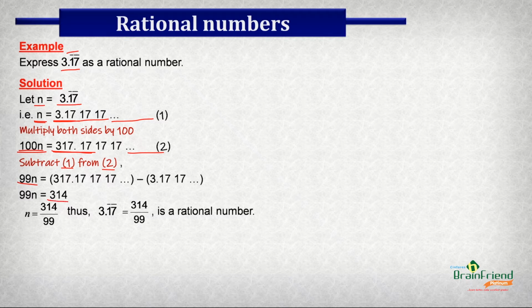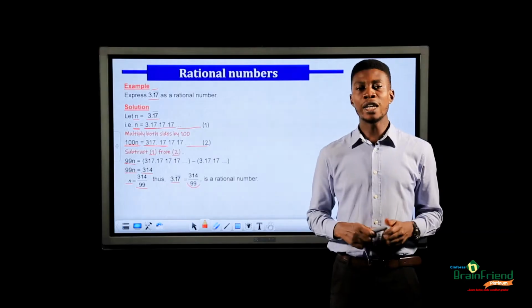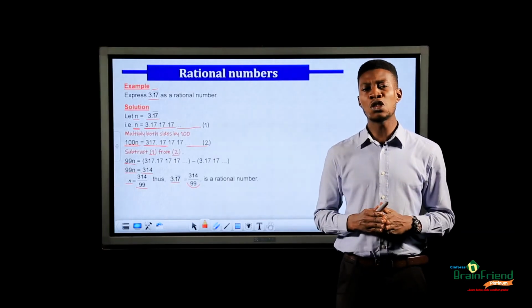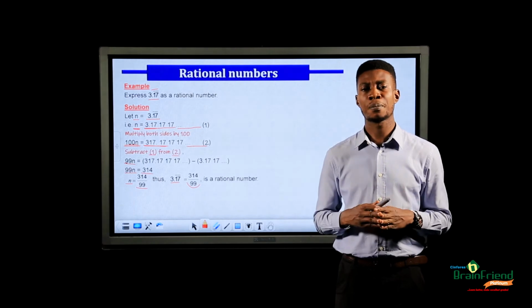So we have 99n equal to 314. So to find the value of n, we can divide both sides of the equation by 99. And when we do that, we will have n equal to 314 over 99. So the number 3.17 bar can be expressed as 314 over 99. And that tells us that it is a rational number. Let's go ahead to find out what non-rational numbers or irrational numbers are.